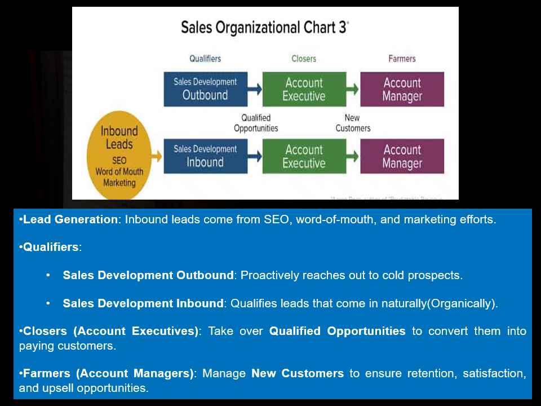Qualifier, there are two categories: sales development outbound and sales development inbound. Sales development outbound proactively reaches out to cold prospects or makes cold calls, whereas the sales development inbound process includes qualified leads that come in naturally, or so-called organically. Now, closers and farmers. Closers are the account executives that take over qualified opportunities to convert the leads into paying customers, whereas farmers, or so-called account managers, manage new customers to ensure retention, satisfaction, and upselling opportunities.